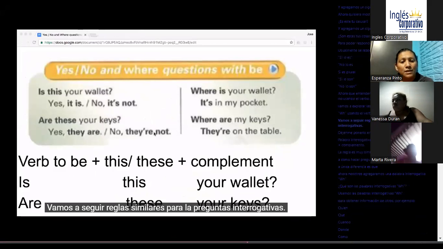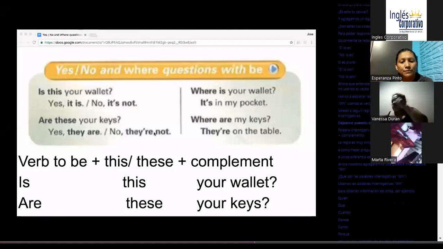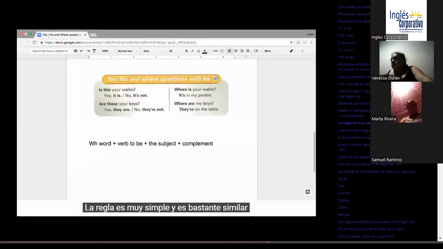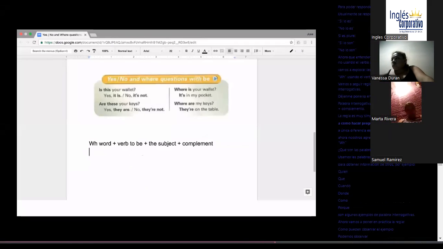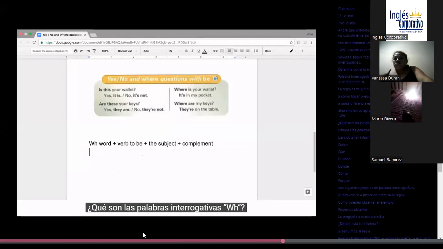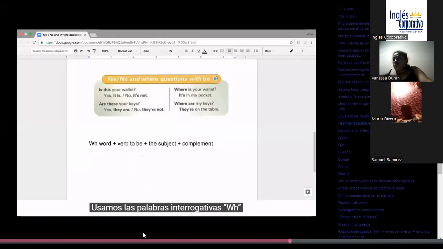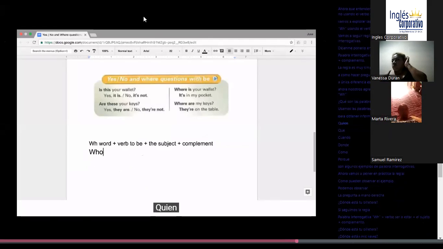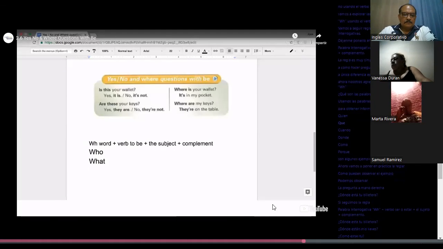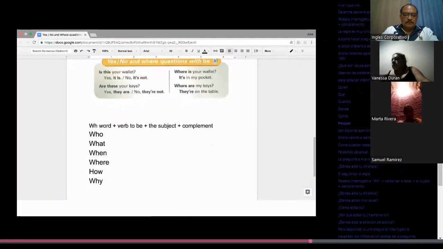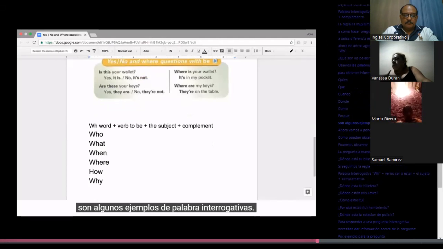We're going to follow a similar rule for WH questions. Let me go ahead and put that on the screen. WH word plus verb to be plus subject plus complement. The rule is very simple and it's quite similar to making yes or no questions. The only difference is that now we are adding a WH. So what are WH words? Let me explain. We use WH words to get information from others. For example, who, what, when, where, how, why are some examples of WH words.